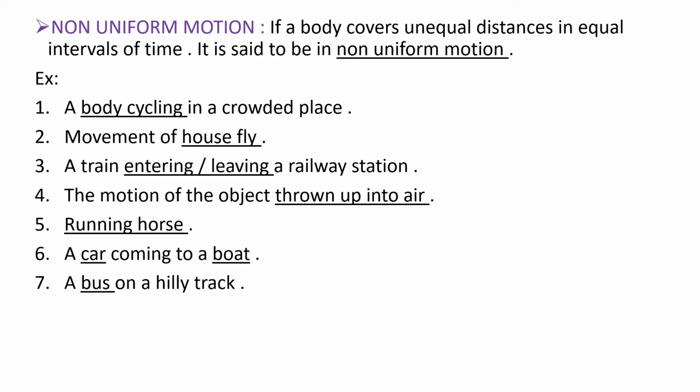Non-uniform motion. If a body covers unequal distances in equal intervals of time, it is said to be in non-uniform motion. A boy cycling in a crowded place, movement of a housefly, a train entering and leaving a railway station, the motion of an object thrown into the air, a running horse, a car coming to a halt, a bus on a hilly track.